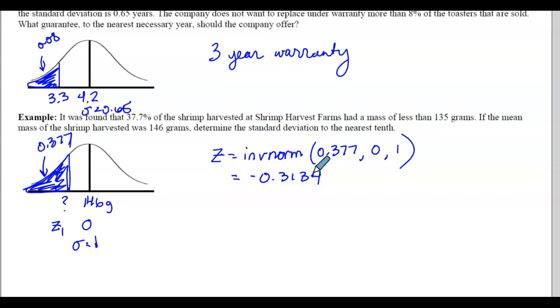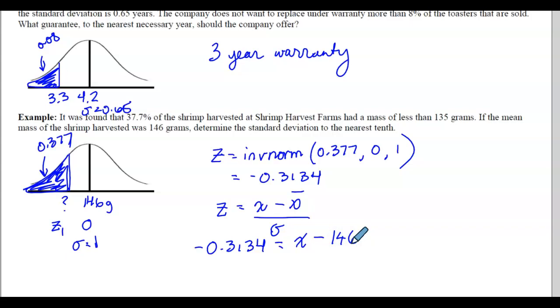Now to get that data value, call it X, remember the formula: Z equals X minus the mean over the standard deviation. And the mean can be X with a bar or mu. So in this case, we have negative 0.3134 equals, X is what we want to find, our mean is 146.